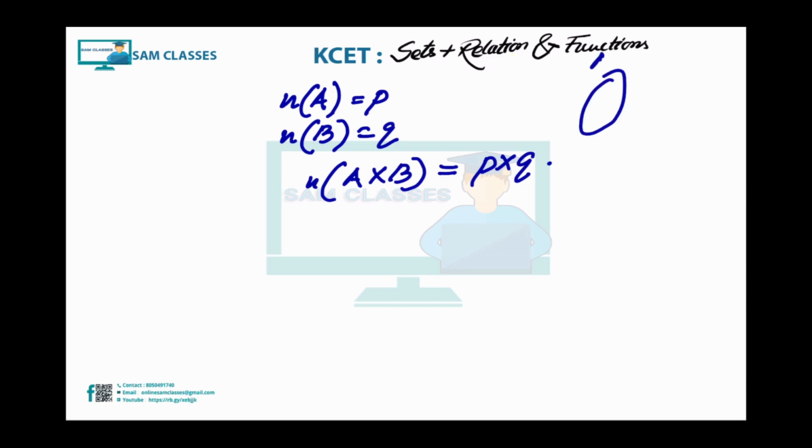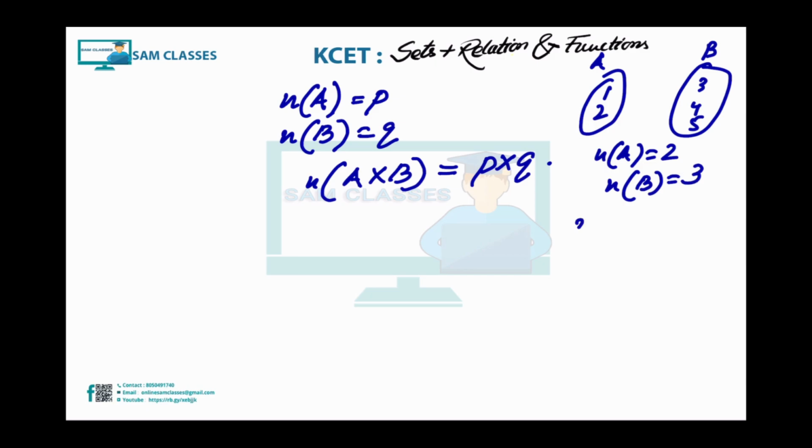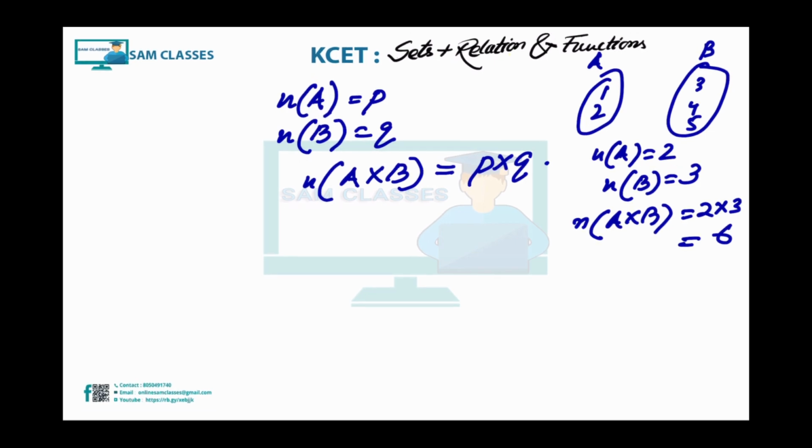So we just now saw A if it is {1, 2}, B if it is {3, 4, 5}. So the number of elements in A is equal to what? 2. And the number of elements in B is equal to what? 3. So the number of elements in A cross B will be how much? 2 into 3. Simple as it is. So that will be equal to 6, student. Nothing more than that. Now, let's see the next part.